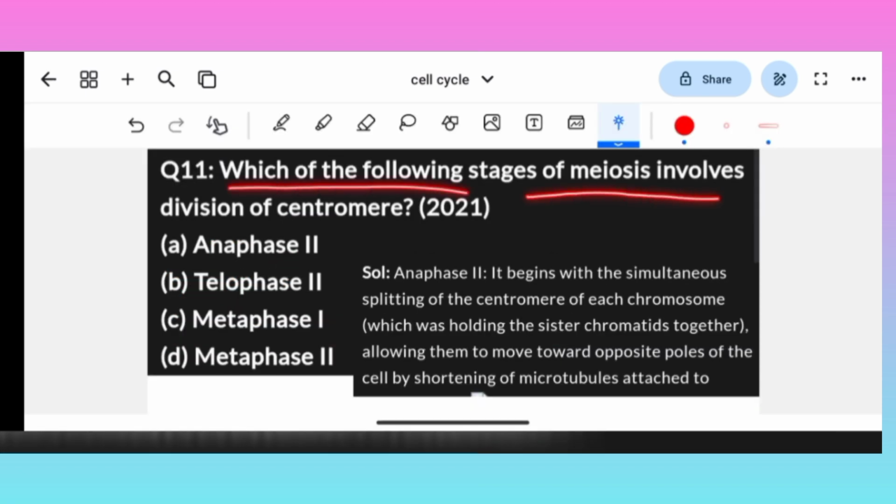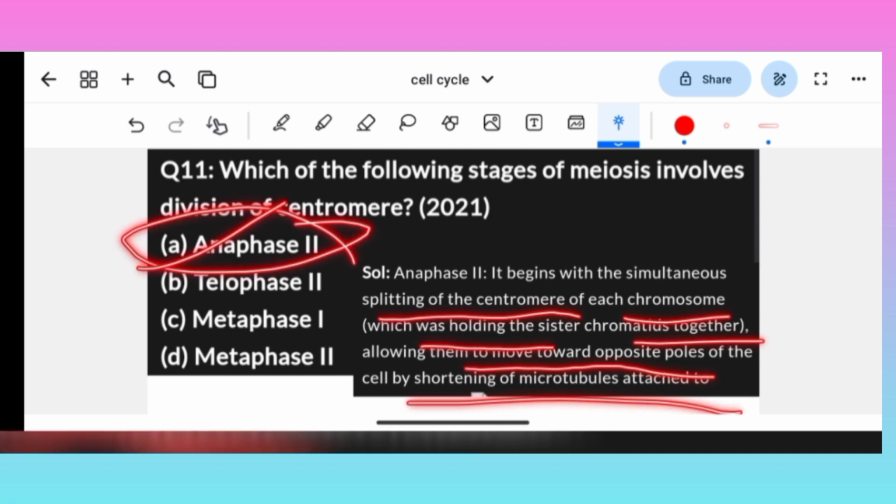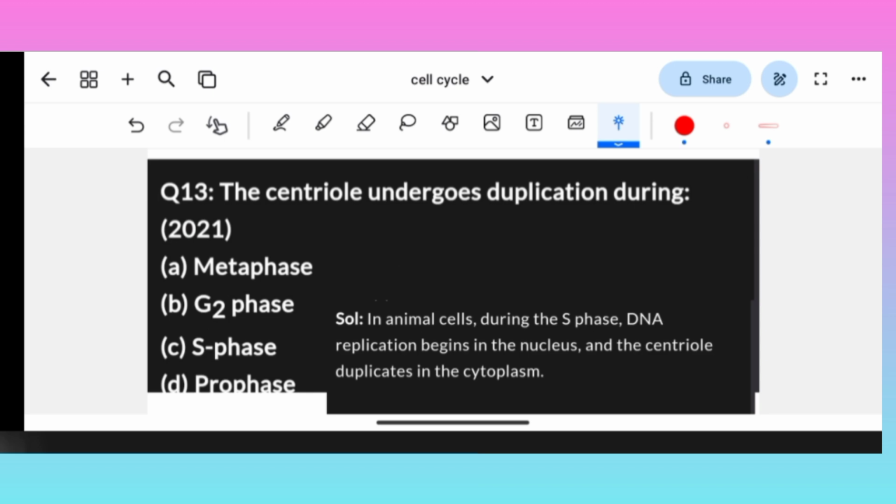Which of the following stages of meiosis involves division of centromere? Anaphase 2, telophase 2, metaphase 1, metaphase 2. Anaphase 2 begins with the simultaneous splitting of the centromere of each chromosome, which was holding the sister chromatids together, allowing them to move towards opposite poles of the cell. Option A, anaphase 2.